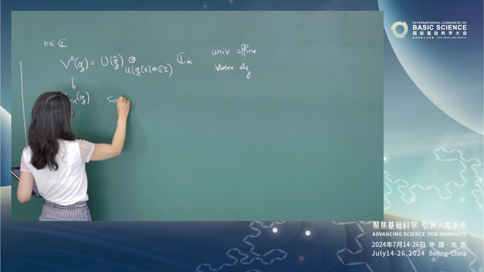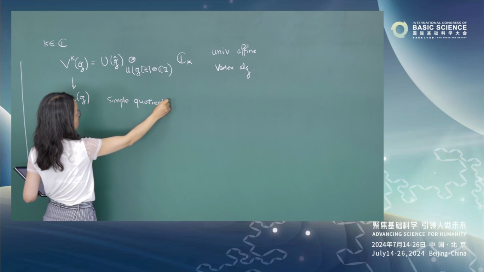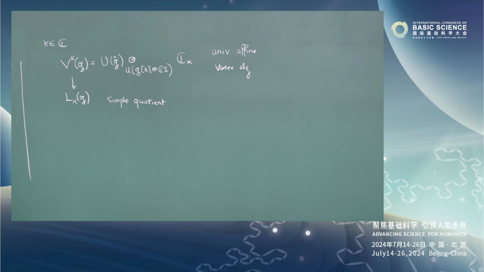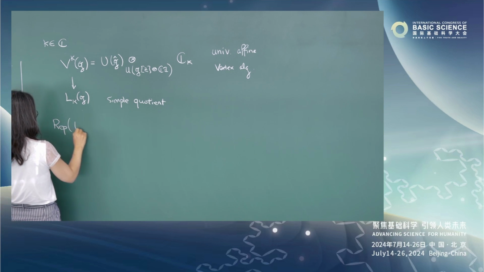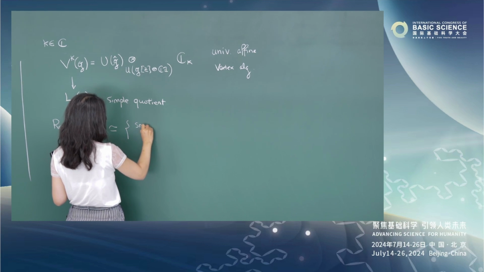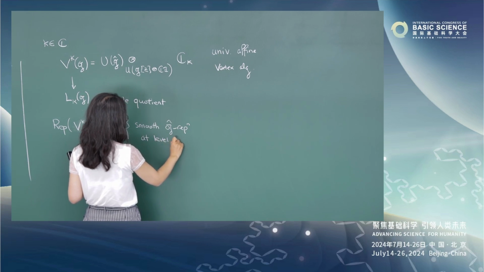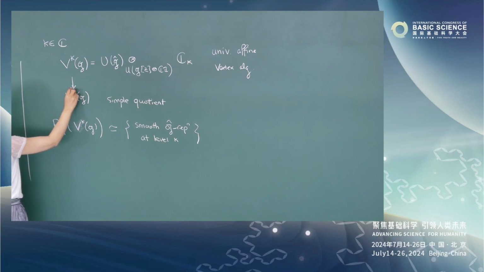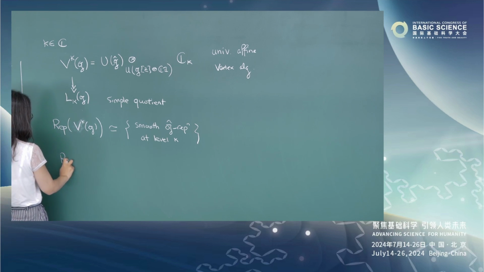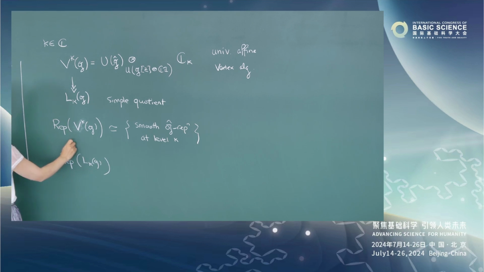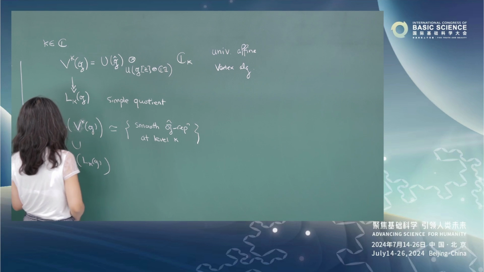As a vector space, it's just the simple representation which appears as the quotient. It's well known that the representation category of the universal affine vertex algebra is equivalent to the category of smooth representations at level kappa. And since this is a quotient, representations of this simple quotient can be thought of as those modules which are annihilated by the ideal, so it forms a subcategory inside.